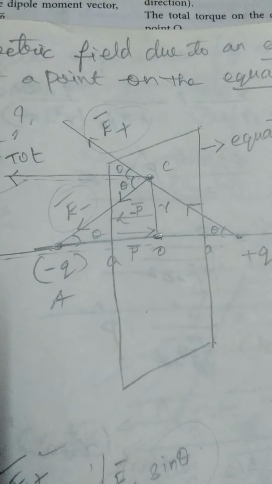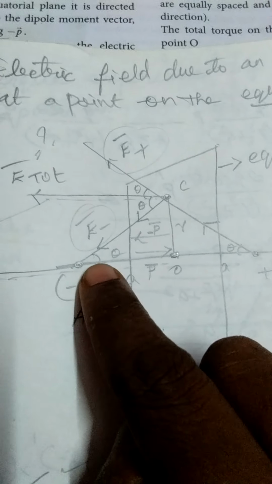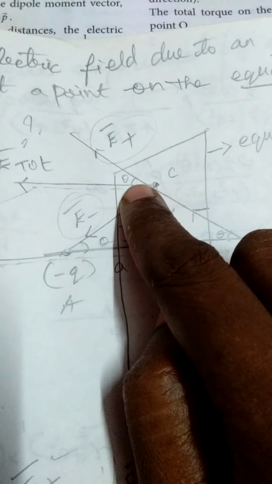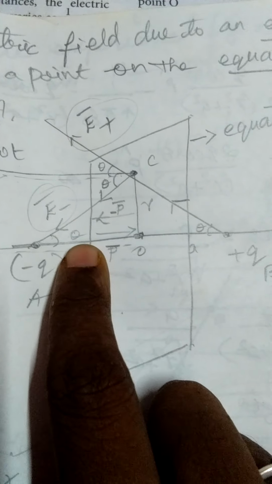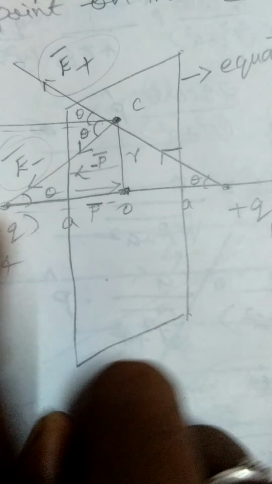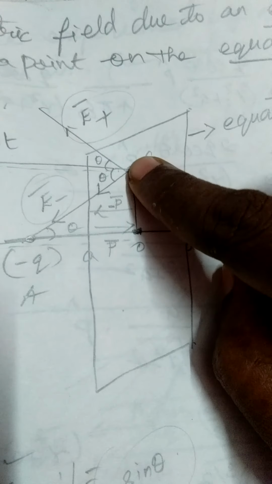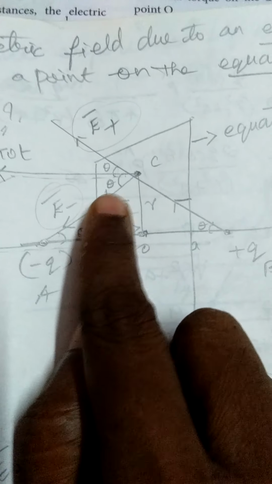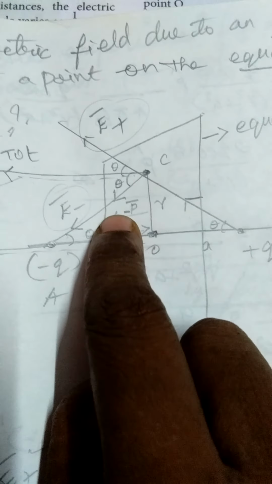Next, you see these two are parallel lines, so this line and this line create the angle theta here, in this triangle, and here also theta. Now the dipole field: the dipole moment moves from negative to positive charge, so this direction. The electric field here is moving in the opposite direction to the dipole moment, so we take it as minus p vector.